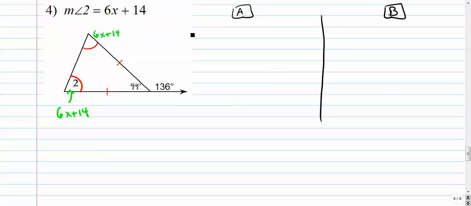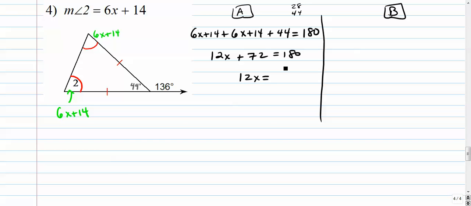They're the same, so I simply set up my triangle sum theorem. I'm using the interior angle, not the exterior. And I'm combining like terms. 6x and 6x is 12x, 14 and 14 is 28, plus 44. 28 and 44 is 72, equals 180. Subtract 72 from both sides, I get 108. And let's see, 12 times, it's got to be 9, right? Yeah, x is 9.